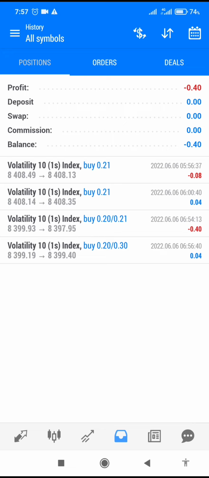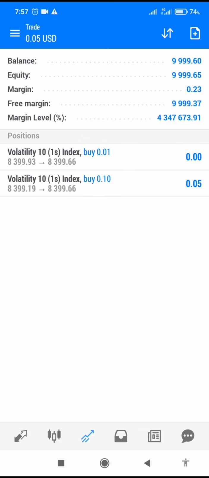So if you close in loss, that loss will be added to whatever you are closing at the end of the day. And if you close in profit the first time, that profit will be added to whatever you'll be closing at the end of the day. So that is how to do the manipulation. Whichever one you want to do the manipulation with, you do it.